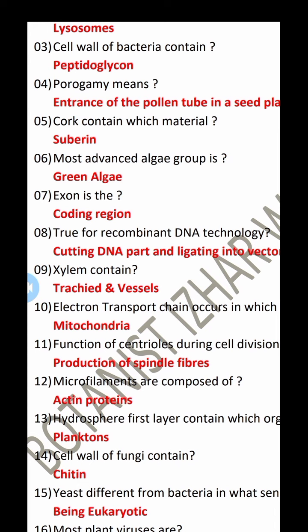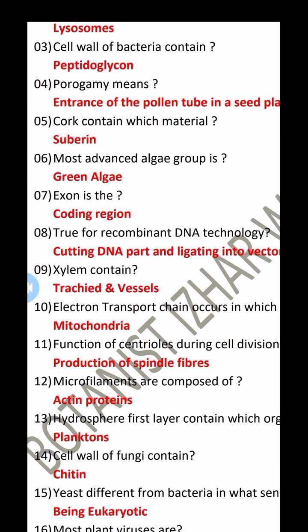Now next, MCQ number 9: xylem contains dash. You know, xylem is a vascular tissue. There are two types of vascular tissues, xylem and phloem. Xylem conducts water and phloem conducts food. These xylem tissues are also known as tracheary elements. The correct answer is tracheids and vessels. Tracheids and vessels are found in the xylem, so xylem contains tracheids and vessels.